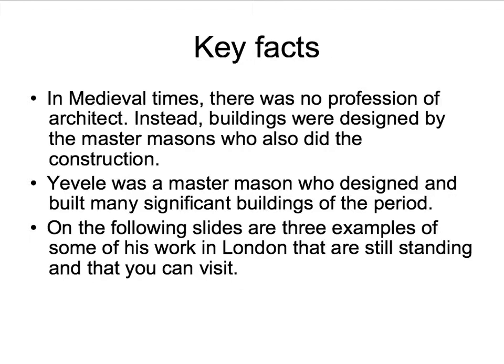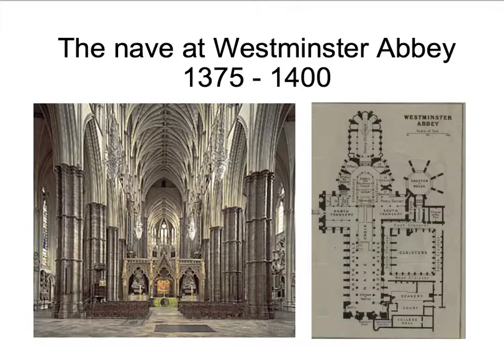Yevele was one such master mason, and he designed a number of the most significant buildings in London at that time. The following slides are examples of his work in London, which you can still visit and which maybe we will visit. The first project that we will look at is the nave at Westminster Abbey. That's the part of the church just here where the congregation sits and prays.